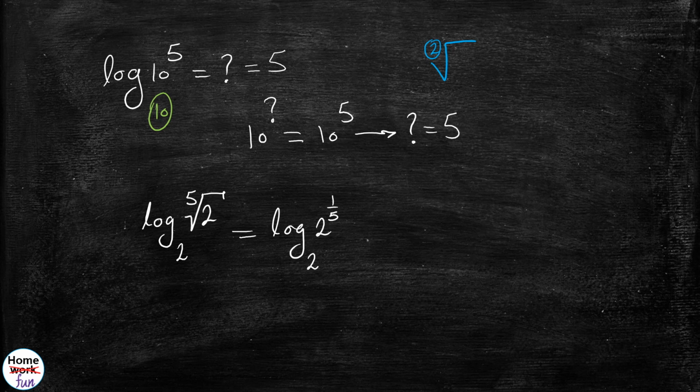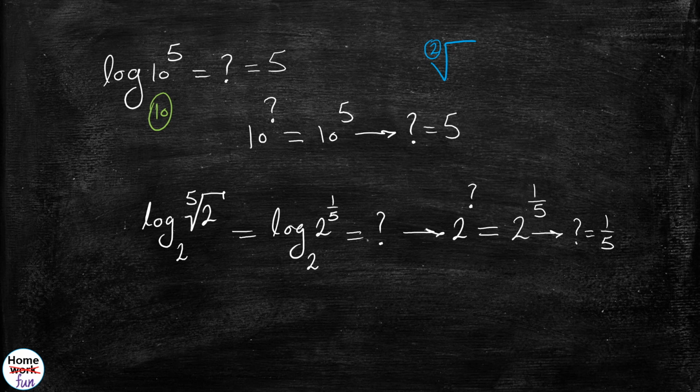Now, let's use the definition of the log. So this is what we want to find out. It equals question mark. I know that the base of the log to the power of the answer of the log equals what's in front of the log. 2 to the power of 1 over 5. So the question mark then must equal 1 over 5. That's it. That's the answer.